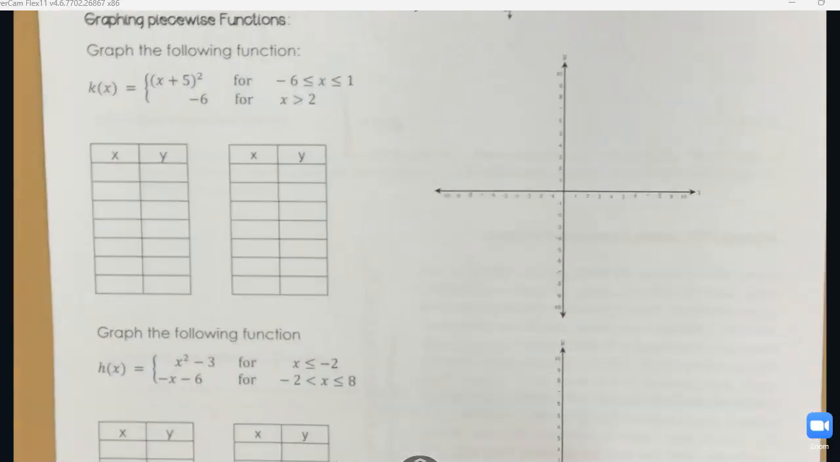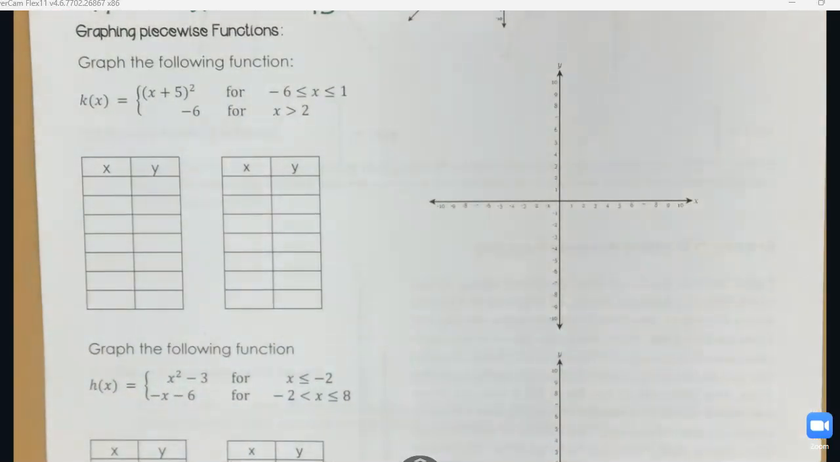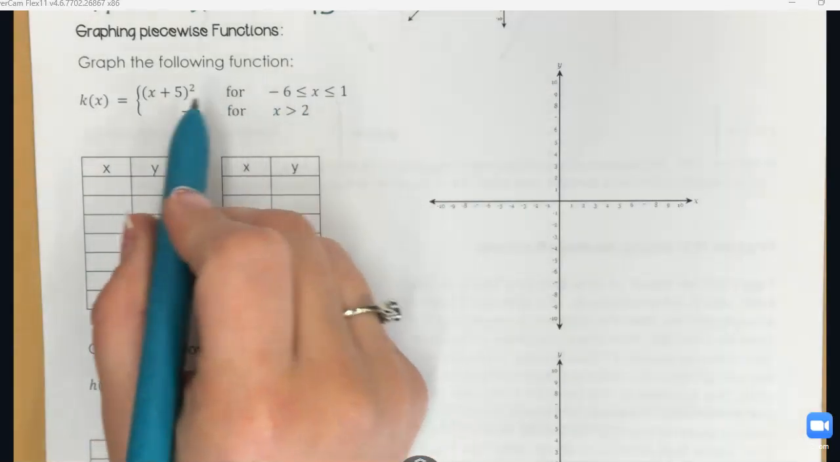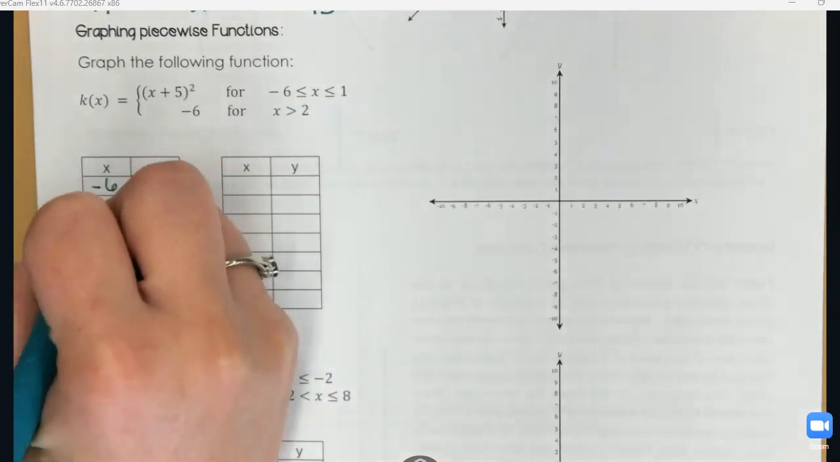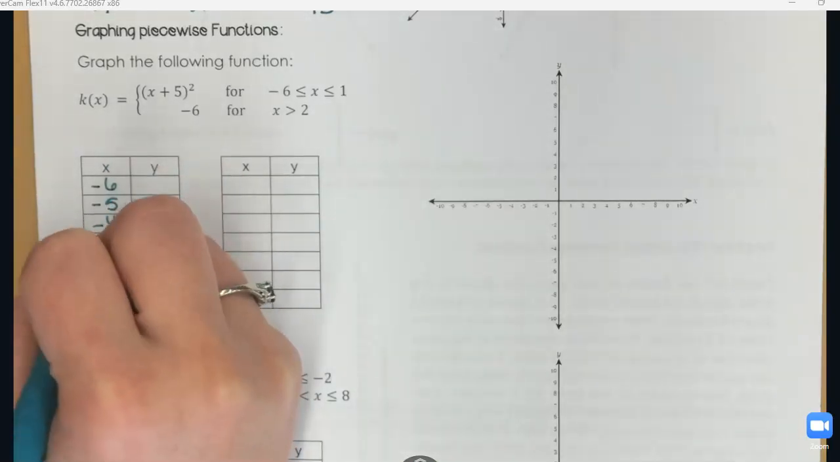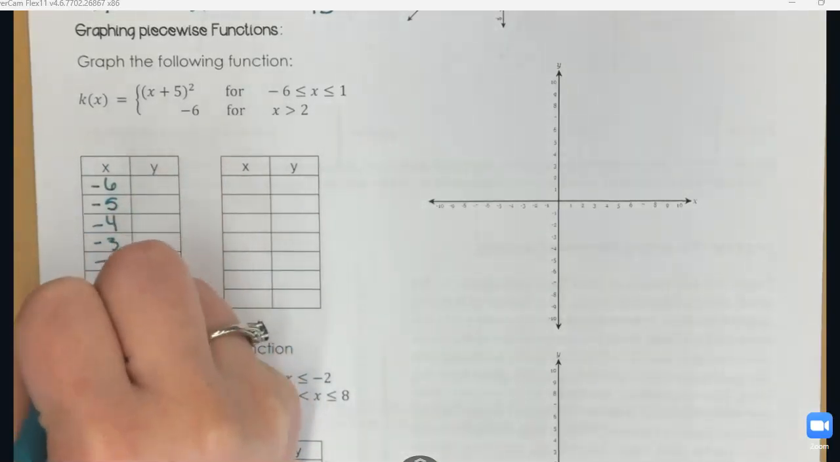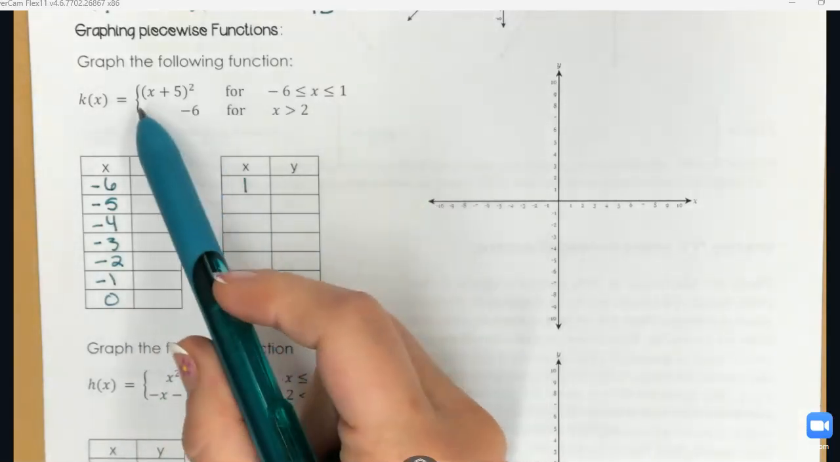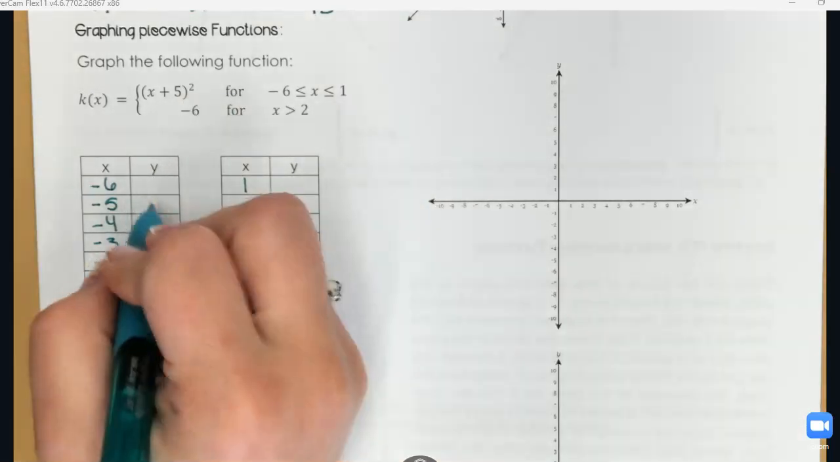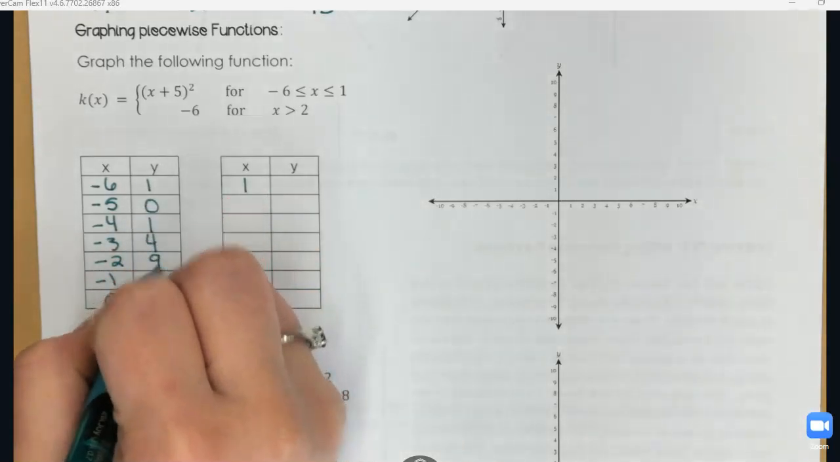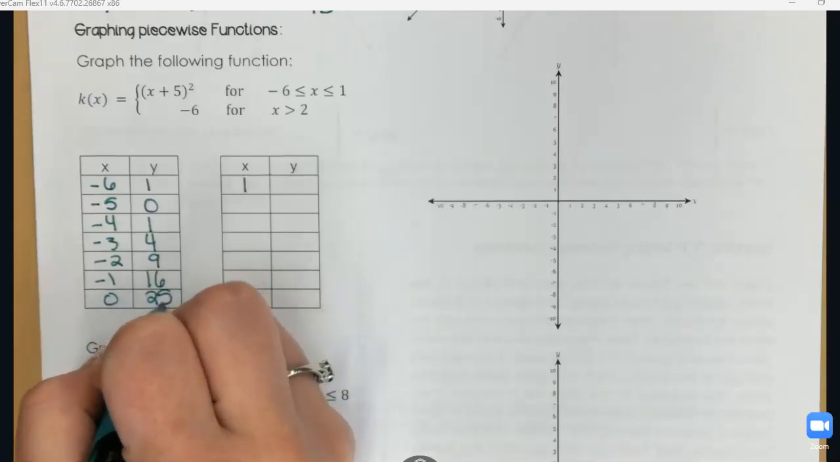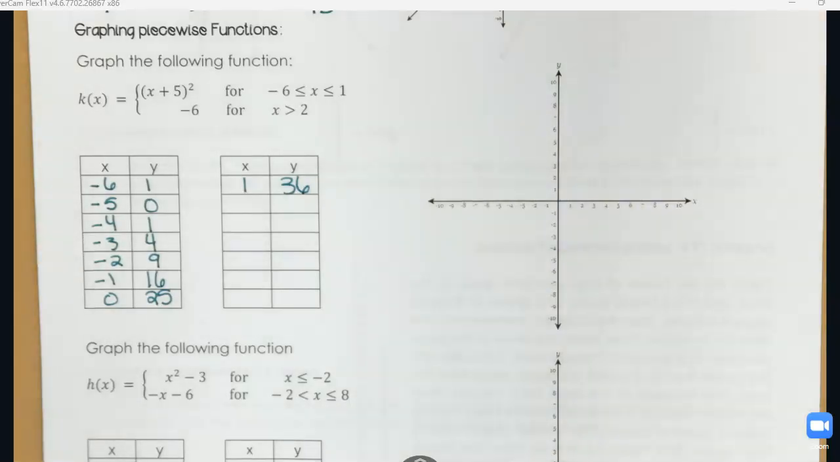Now for graphing, I recommend using a table, plot a few points, and then you can get a better idea of what you're working with. So I'm going to look at my first interval here. I'm going from -6 to 1. So in my table, I'm going to put all those values from -6 to 1, and I'm going to look at what my outputs are. So x plus 5 squared, well, I'm going to get 1, 0, 1, 4, 9, 16, and 25. 36. Now, a lot of those aren't going to fit on our little grid here, but I'm going to plot as many as I can.